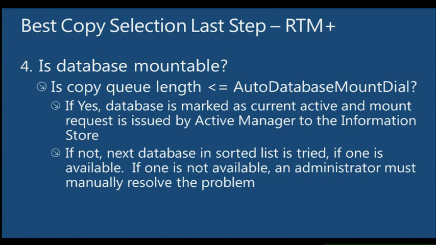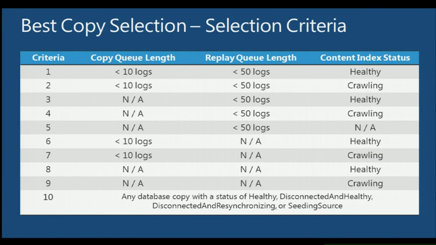So that was a lot. So let me make it simple for you. First, here's the list of criteria that we used, and you can see we sort of degrade the criteria. So the best of all worlds with passive copies is finding a passive copy that has a copy queue length less than 10, a replay queue length less than 50, and a healthy content index. If we can't find a passive copy that meets that criteria, we'll degrade the criteria a little bit.